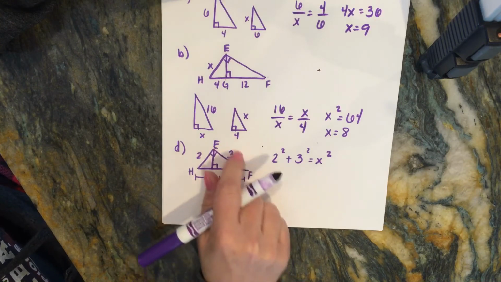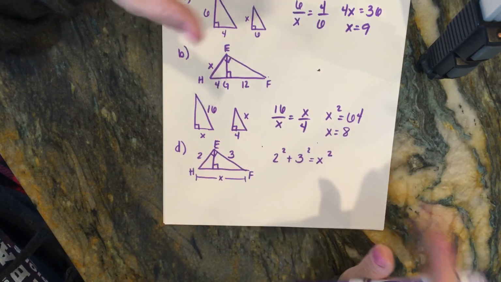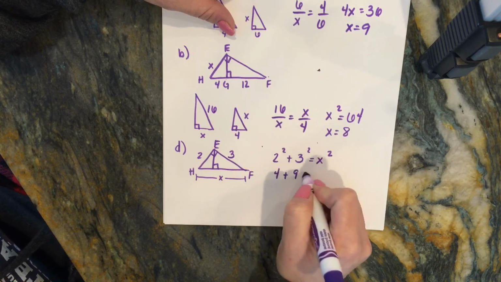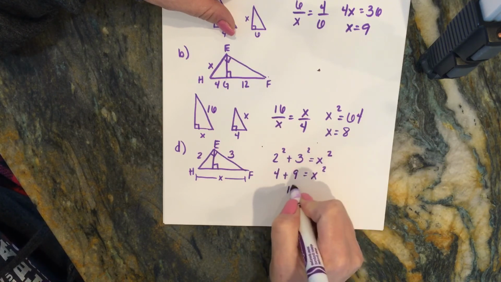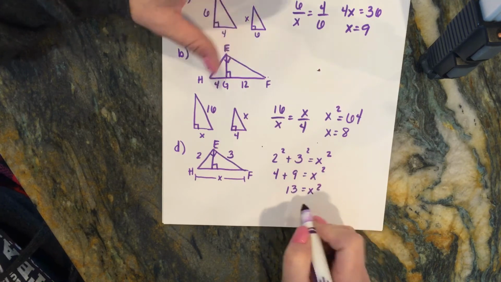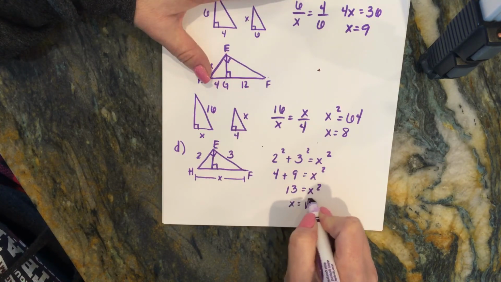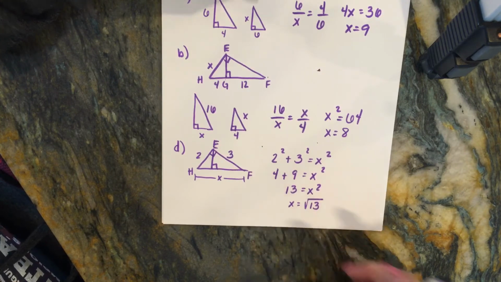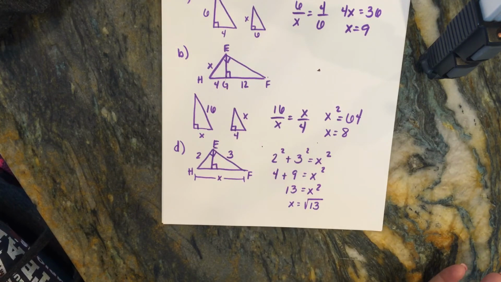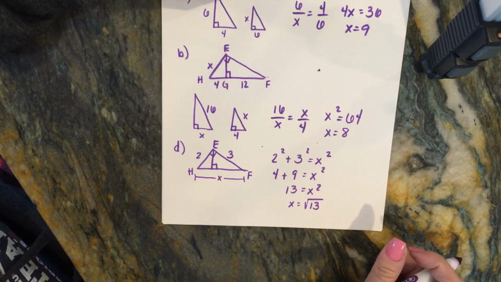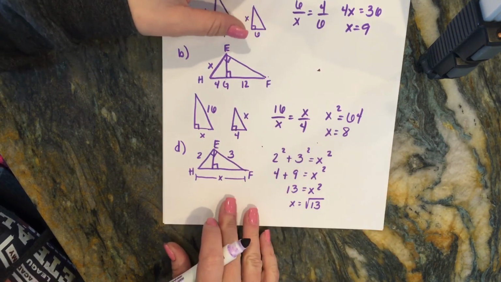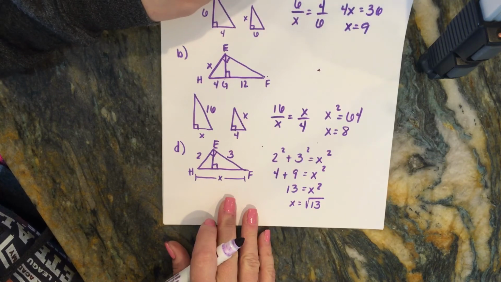This is not a family. The 2, 3 something family is not a family. So we're gonna just brute force this one. 4 plus 9 equals x squared. So 13 equals x squared. X equals the square root of 13. We're gonna keep it as square root of 13 because we're not going to round any decimals. I want you to keep everything in radical form, simplest radical form. We're not going to round and make things imprecise.